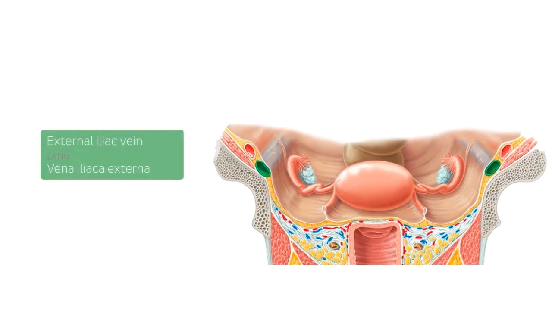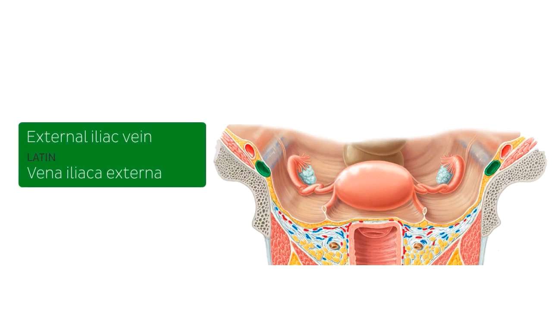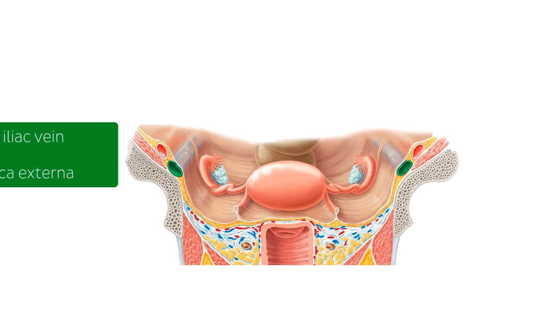And as we mentioned before, the external iliac vein is located inferior to the external iliac artery and is superolateral to the ovary. We can see it here in relation to our structures right now. The external iliac vein is the continuation of the femoral vein inside the abdomen, fusing with the internal iliac vein to form the common iliac vein, which in turn terminates in the inferior vena cava.